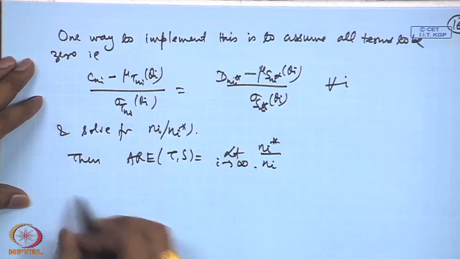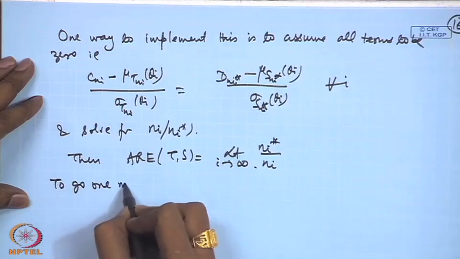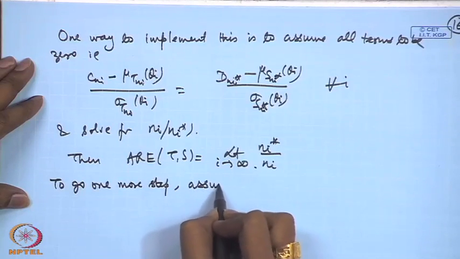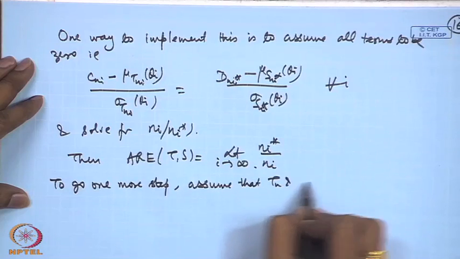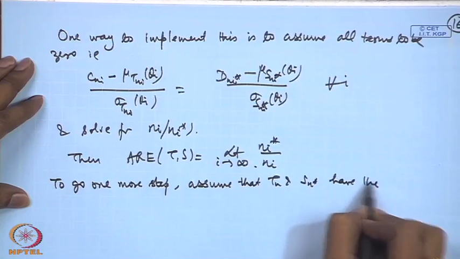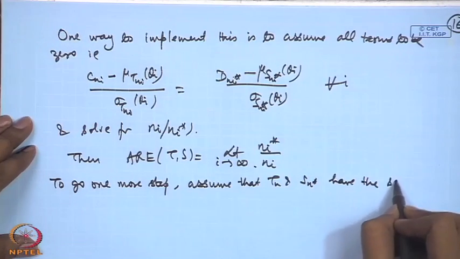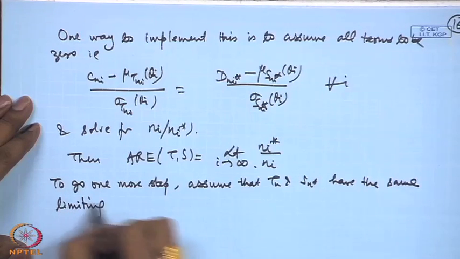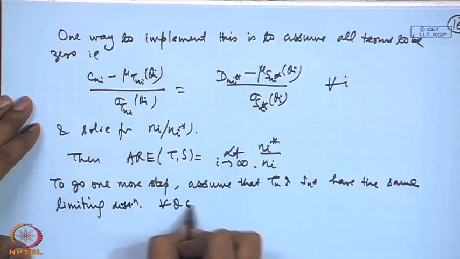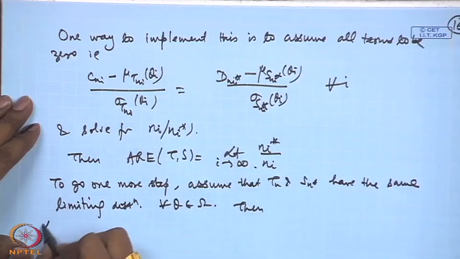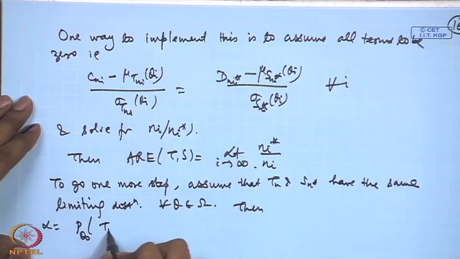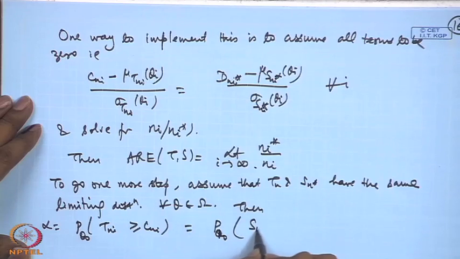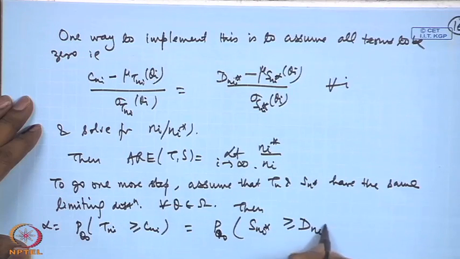Now, to go one step further, you can assume that T_n and S_n* have the same limiting distribution for all theta. If that is so, then you will have alpha is equal to the probability under theta naught that T_{n_i} is greater than or equal to C_{n_i}, which is equal to the probability under theta naught that S_{n_i}* is greater than or equal to D_{n_i}*.